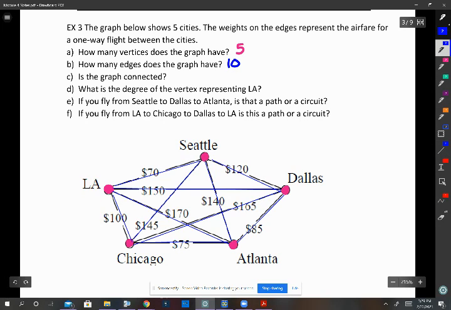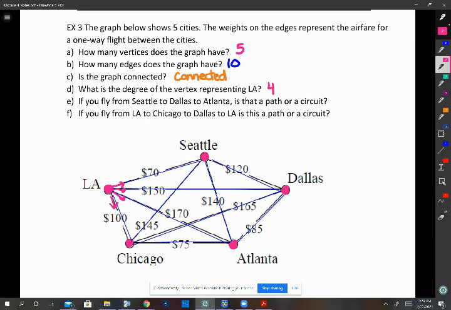And then it says, is the graph connected or disconnected? Hopefully we see that it's connected because we don't have to lift our pencil. And it says, what is the degree of the vertex representing LA? So we want to know how many lines are coming off of LA. We've got 1, 2, 3, 4. So that makes LA have a degree 4.